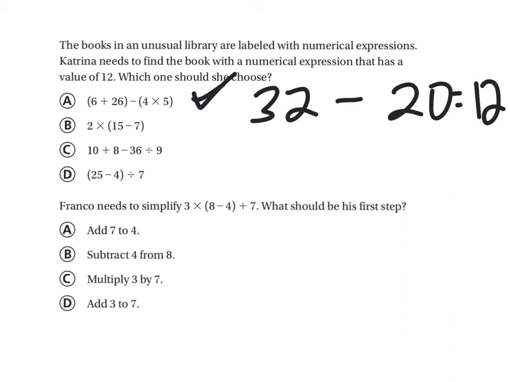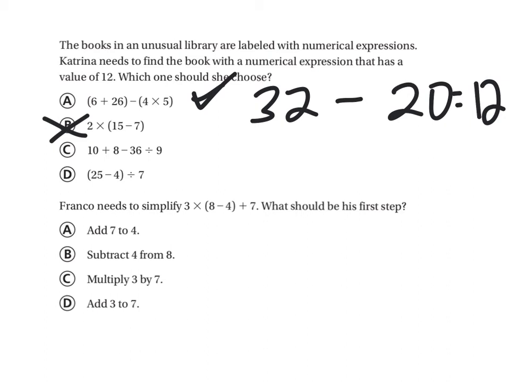So if I go to B, in parentheses, it's 15 minus 7. I know that's going to give me 8, but then I times that by 2, that gives me 16, so B is out.